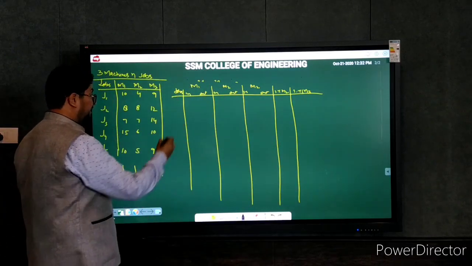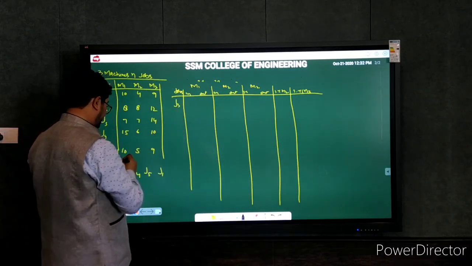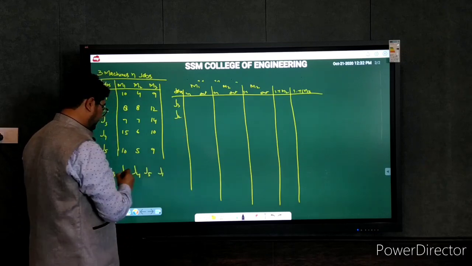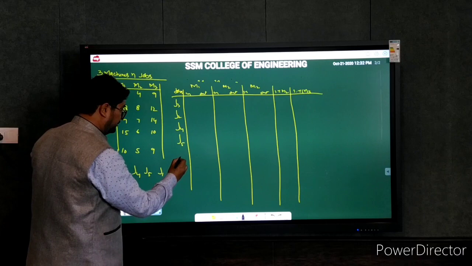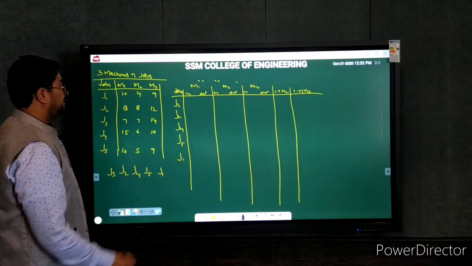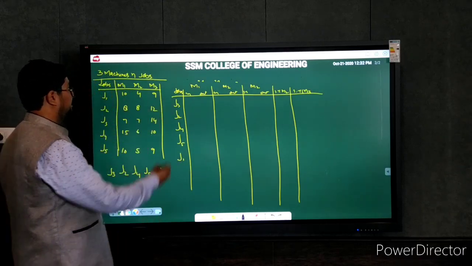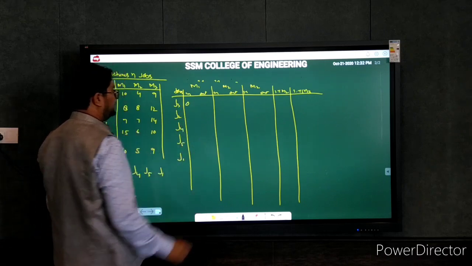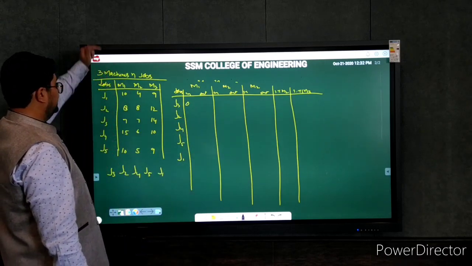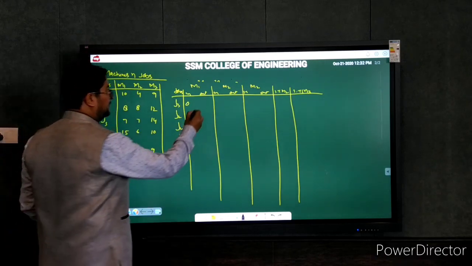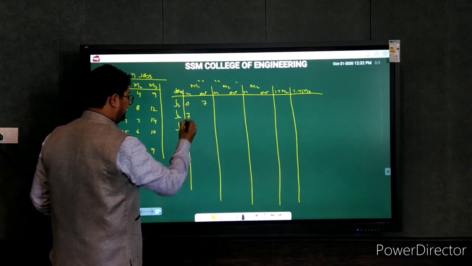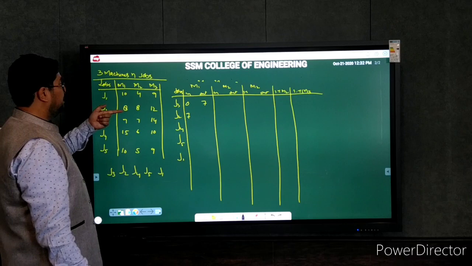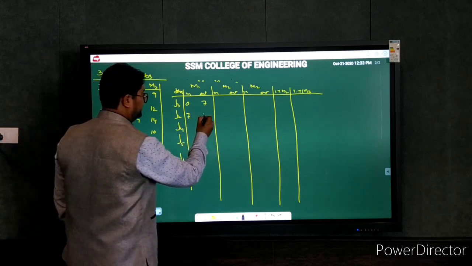Now the optimal sequence is J3, J2, J4, J5, J1. Let's take J3. J3 will come at 0 and it takes 7 hours. It will be completed at 7. We'll take J2 at 7. It will be completed in 8 hours. 7 plus 8 is 15.